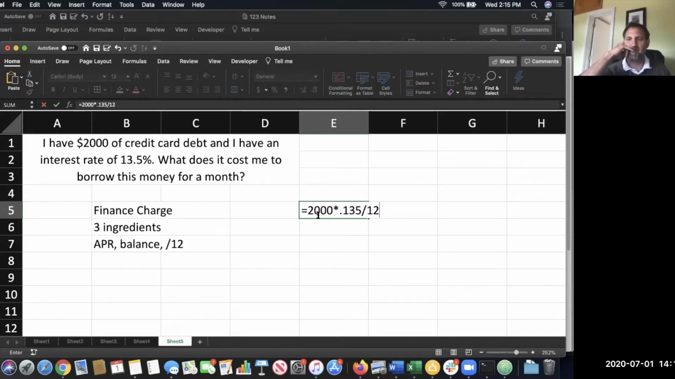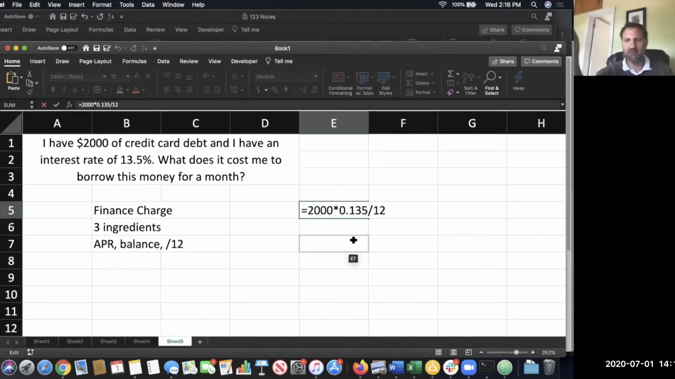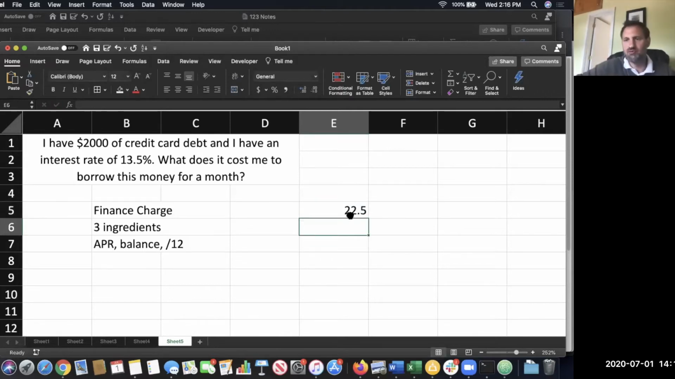Okay, so what do you got? $2,189.17. Doesn't sound right. The finance charge is going to be relatively small compared to the size of the debt. 22.5. There you go, 22.5. Okay, so 2,000 times 0.135 and then divided by 12. That's the way that you would calculate the finance charge. Okay, so it's costing me about $20 to borrow that amount of money for a month.